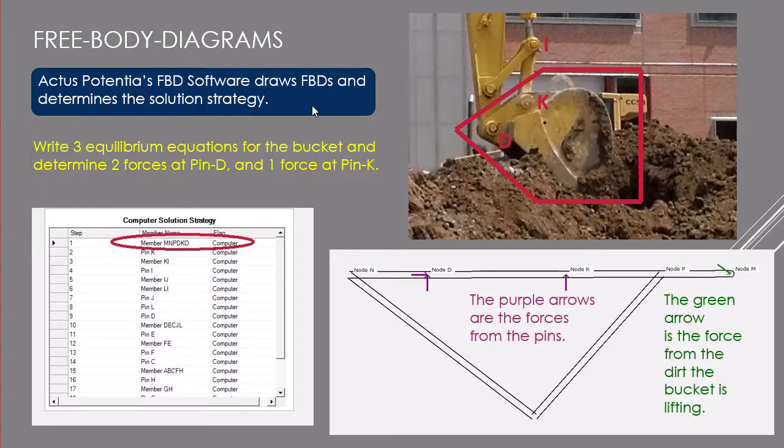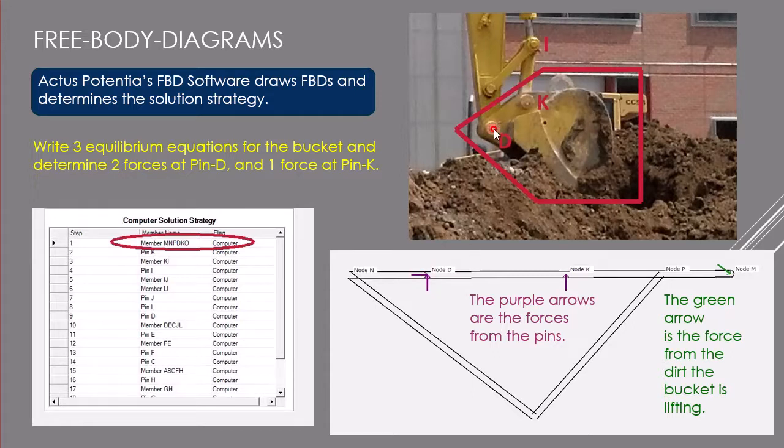Actus Potentia's FBD software draws free body diagrams and also shows you the solution strategy. The solution strategy is shown in a table like this, and in the first step the software is telling us that we should analyze the bucket. Why did it choose the bucket? Because the forces on the bucket can be easily determined.